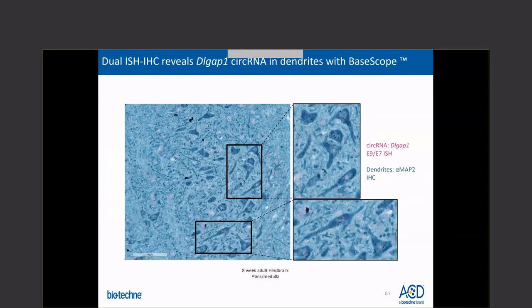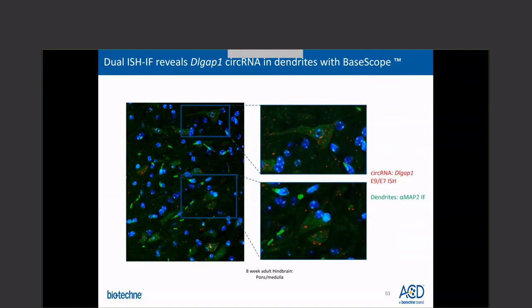A nice example of the dual BaseScope IHC assay is the visualization of the DLGAP transcript within the dendrites of the neuronal cell. The DLGAP circular RNA can be observed in red, while the MAP2 antibody specifically marks the dendrites. The same section was stained with DAPI and imaged using a fluorescence microscope.